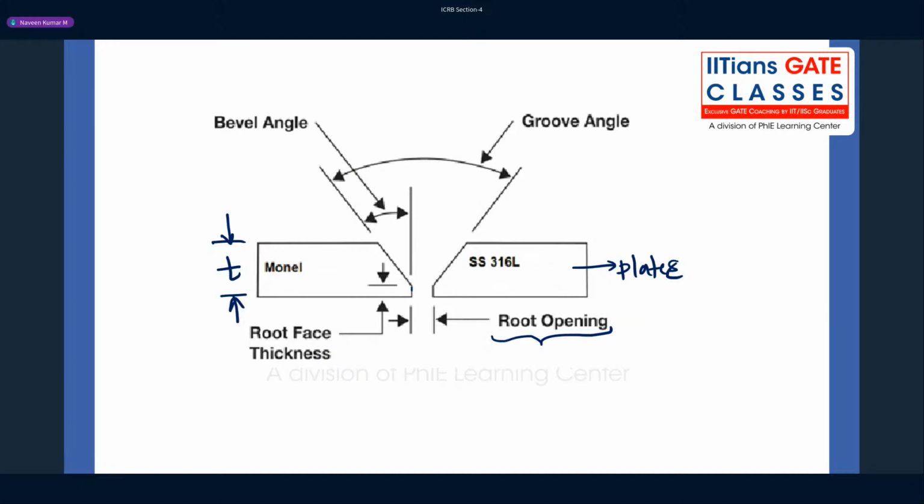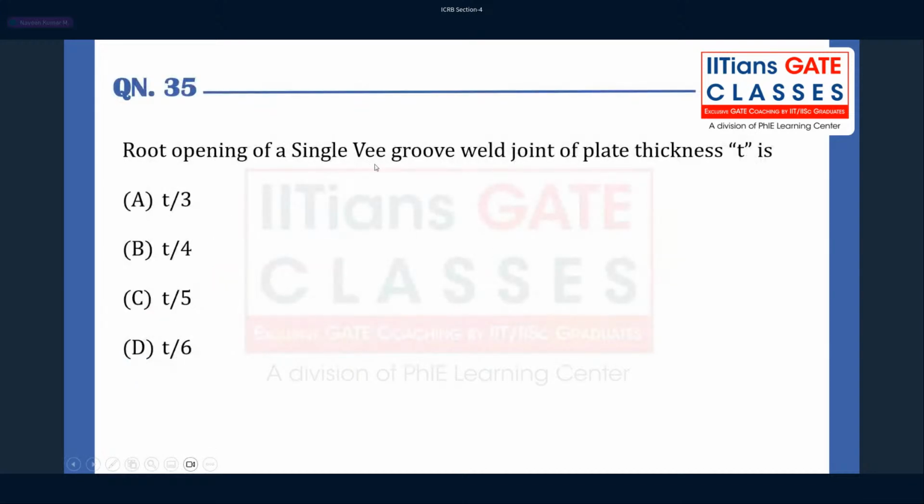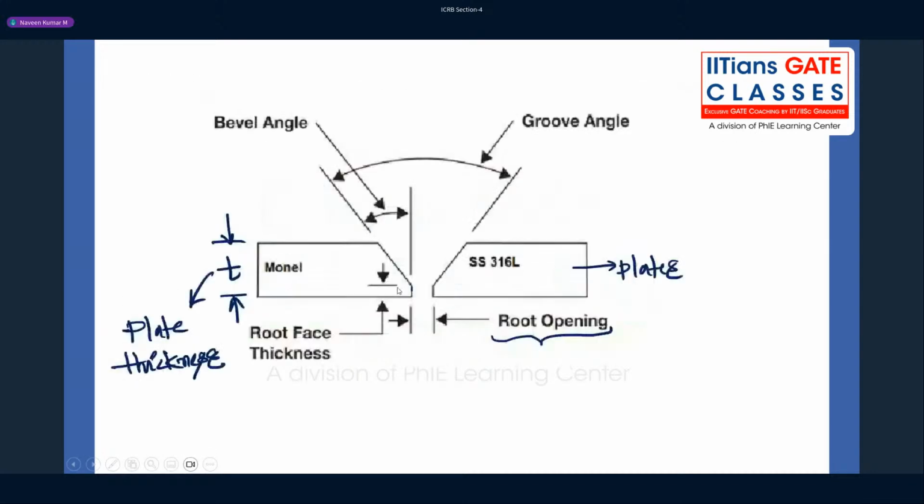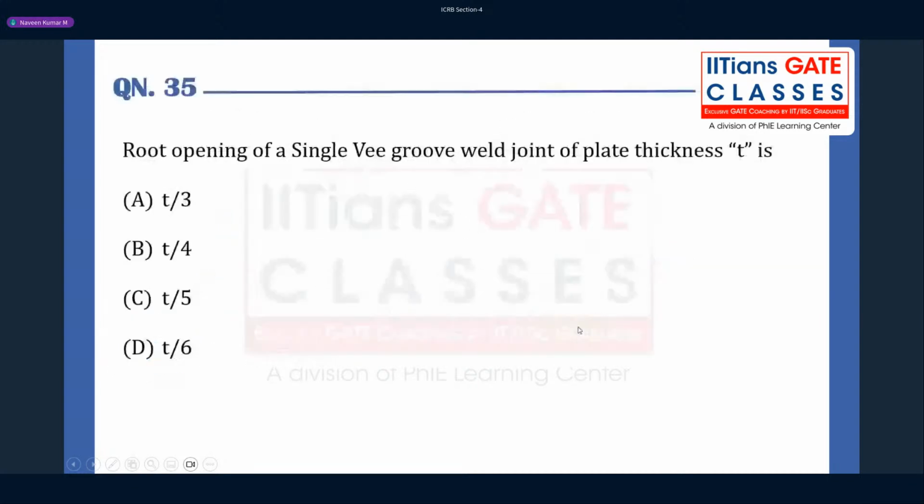Thickness of your plate, plate thickness. So what they're asking in the question is whether the gap, in terms of this thickness T, is T by 3, T by 4, T by 5, or T by 6. Generally, they take it as T by 4. That is the convention. There are so many reasons behind it, but they take it as T by 4. According to the standard rule, I'm telling it.